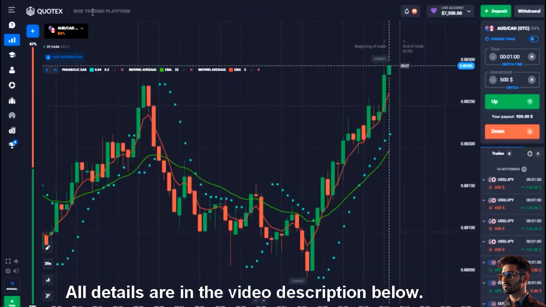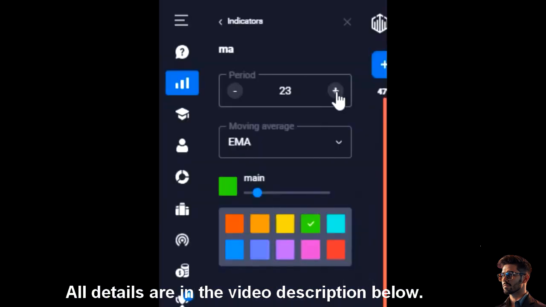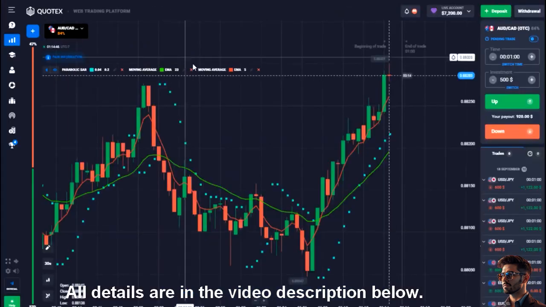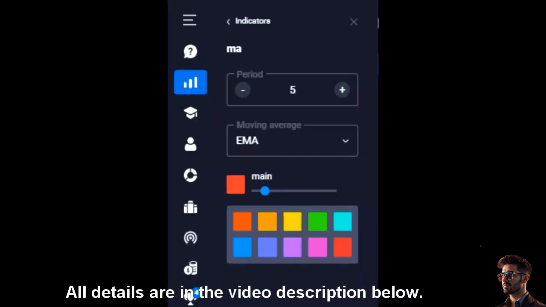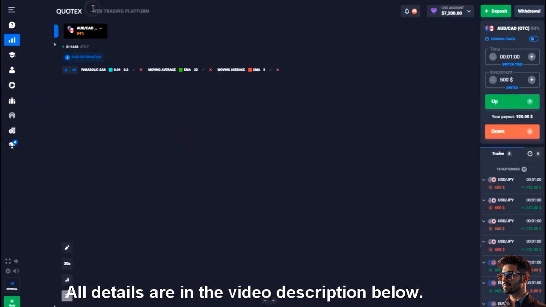So the second indicator I use is moving average. Alright, with a period of 23, the moving average here is EMA. Alright, and over here I use green color and I take my line. So the third moving average I use here comes with a period of 5. The moving average right here is EMA, and I use red color here and I take my line, and when you're done you hit save. It's as simple as that.